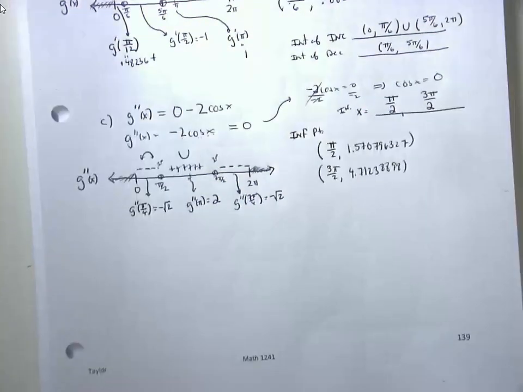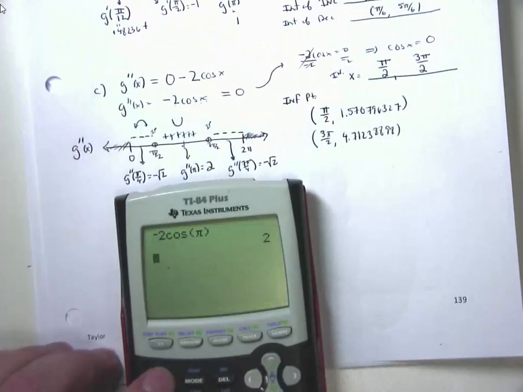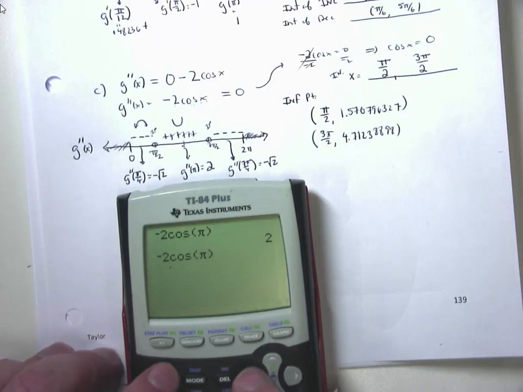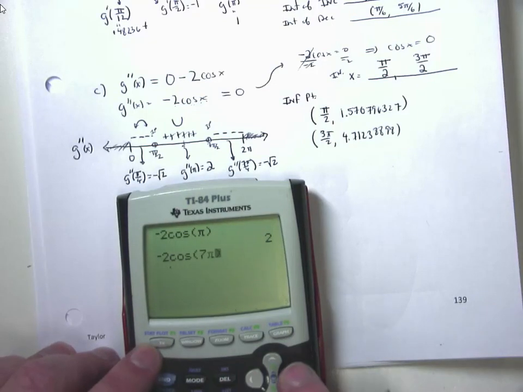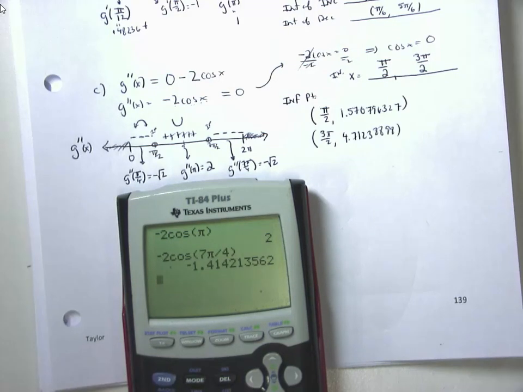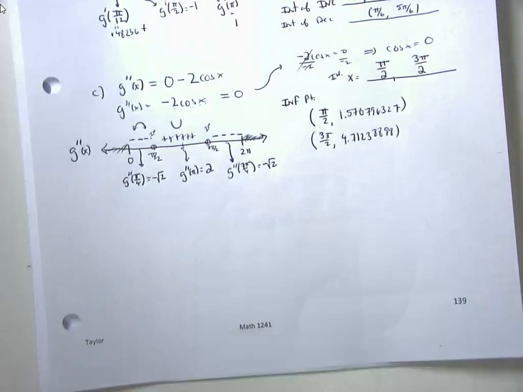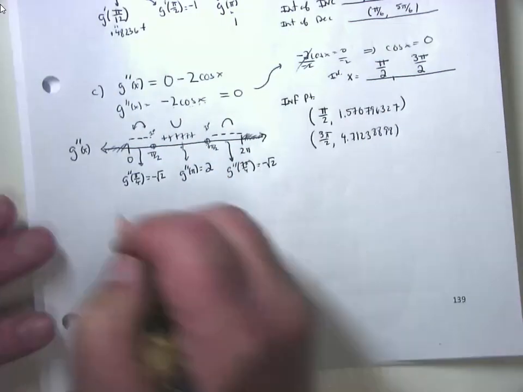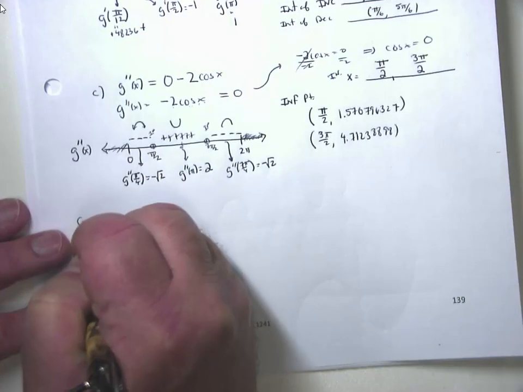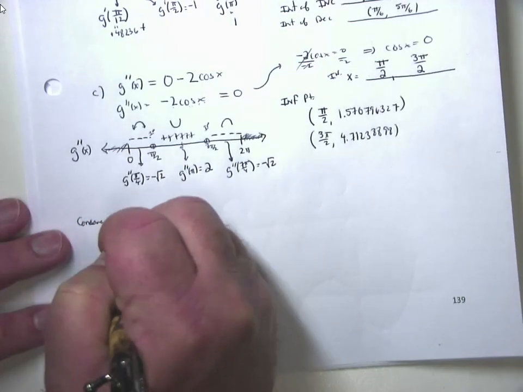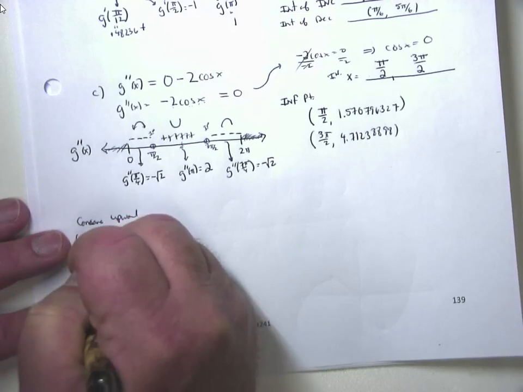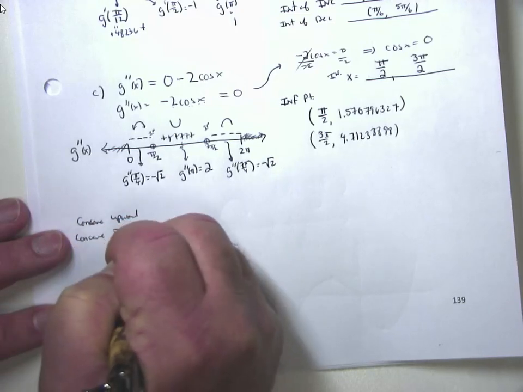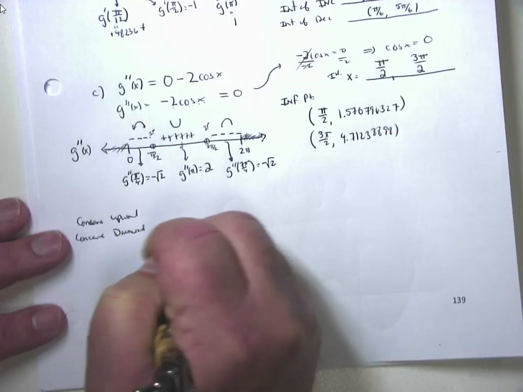It's negative. It's -1.414. But you people that just don't believe me, fine. This would be -2 times the cosine of 7 pi divided by 4. It's still -1.414. There it is. But it's negative, so it's concave down there. So to answer their questions, where is the function concave upward? And what intervals is the function concave downward? And this is interval notation right off the number line.